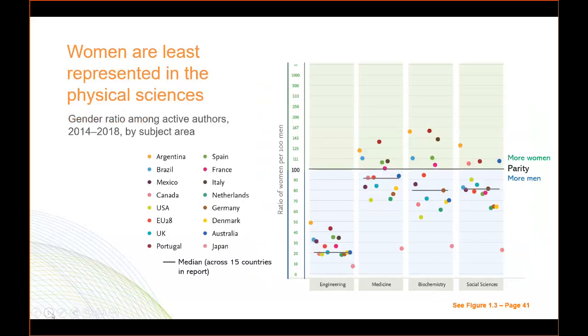However, we also observe differences in women's representation across research fields. Here you can see the median ratio of women to men in each country in 4 different representative subject areas.